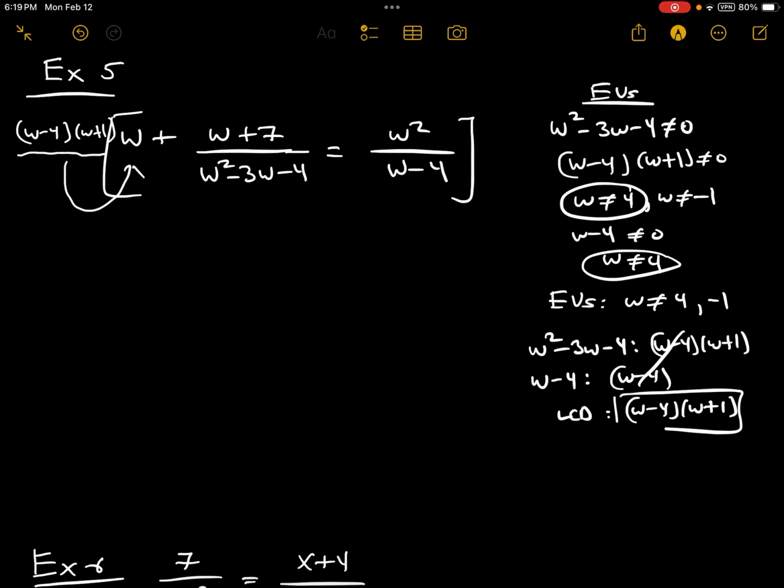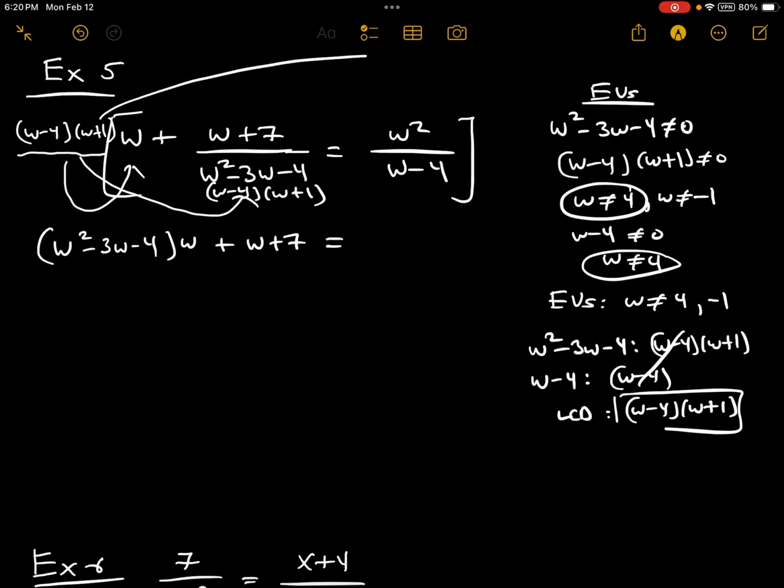From here, distribute, combine like terms, and simplify. You're going to get w cubed minus 3w squared minus 4w plus w plus 7. Over here, you're going to get also w cubed plus w squared. These w cubes will cancel out. Let's move all the terms over to the right side of the equation. When we do that, we add 3w squared, and we're going to get 4w squared. If we combine these two terms, that's a minus 3w. If we move it to the other side, it becomes plus 3w. And then plus 7 becomes minus 7.